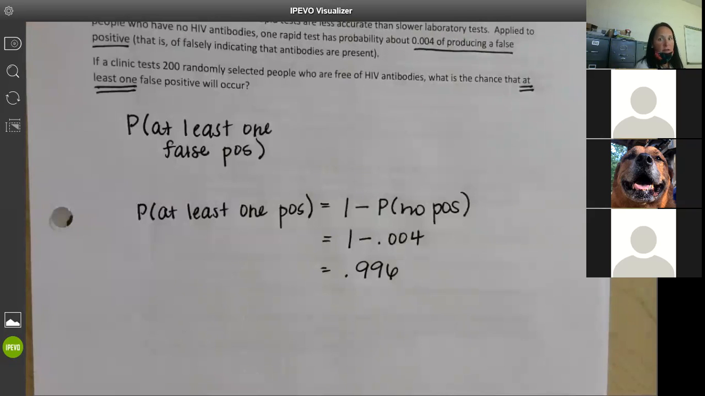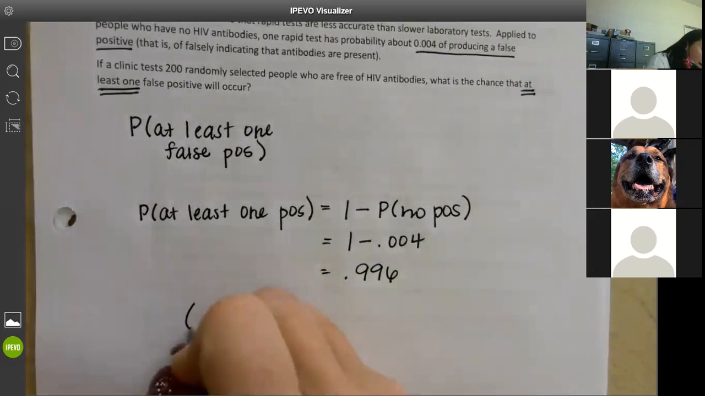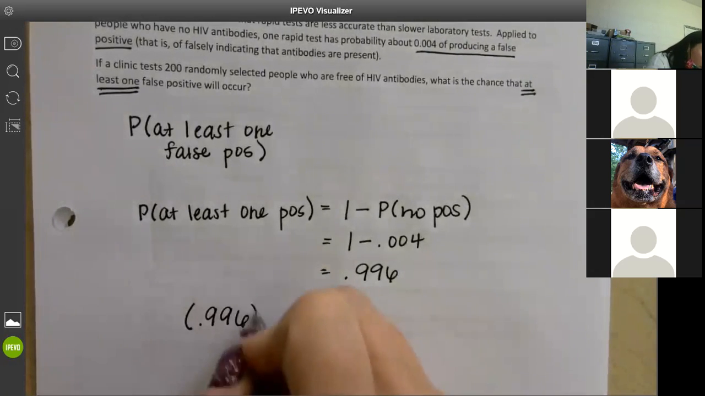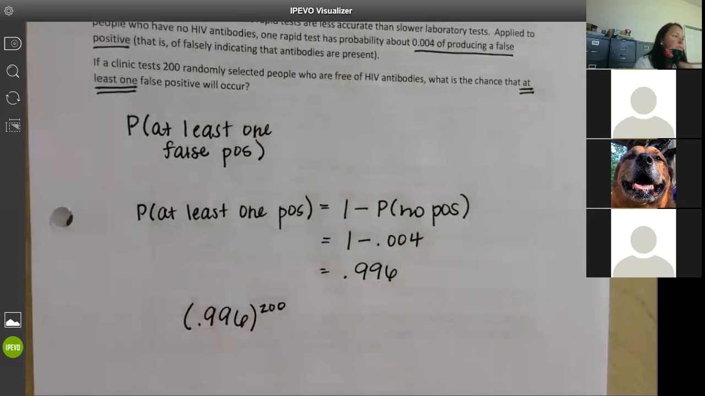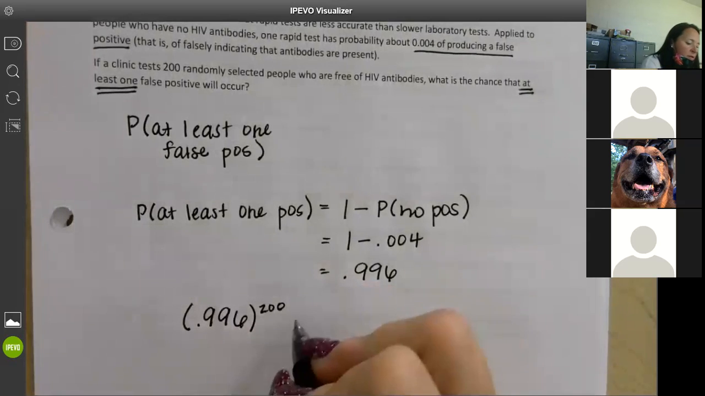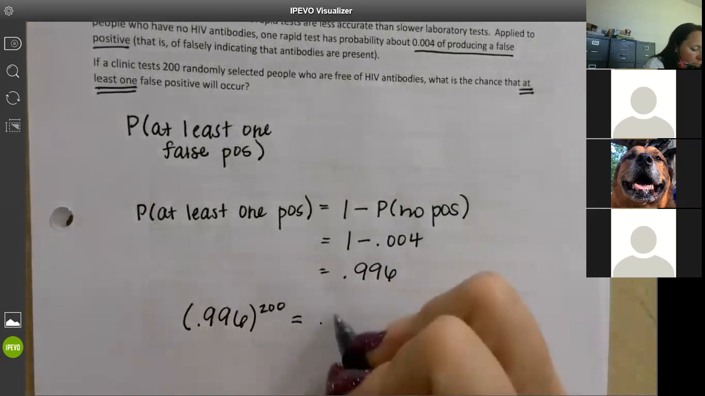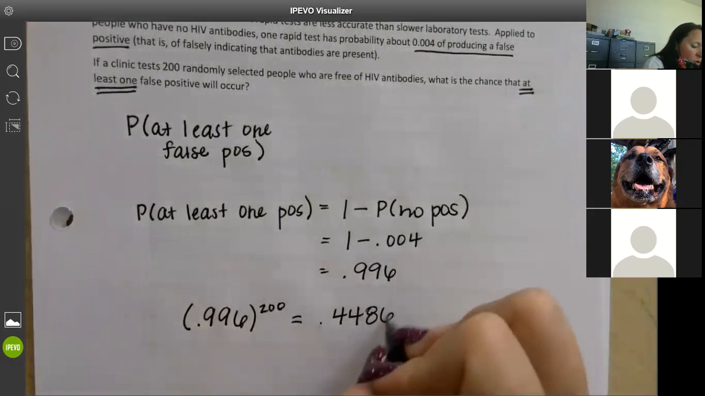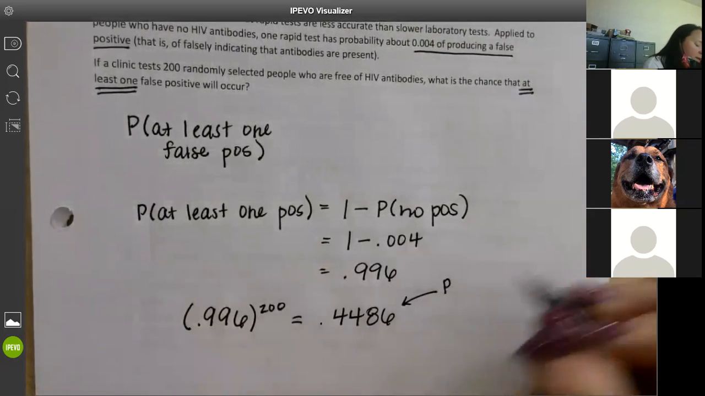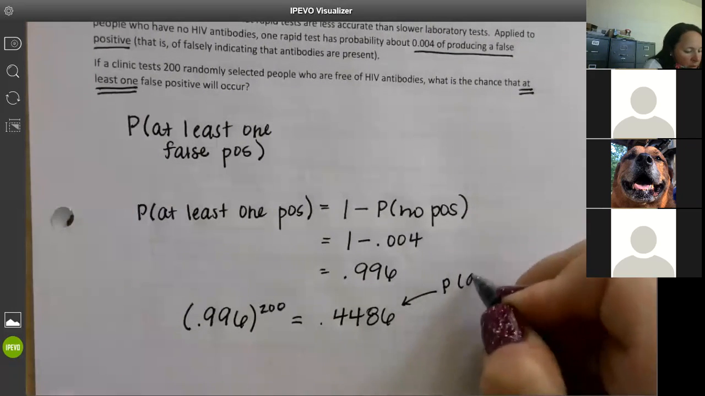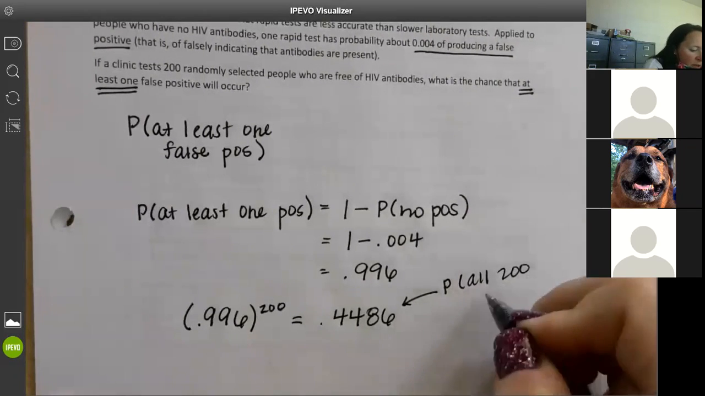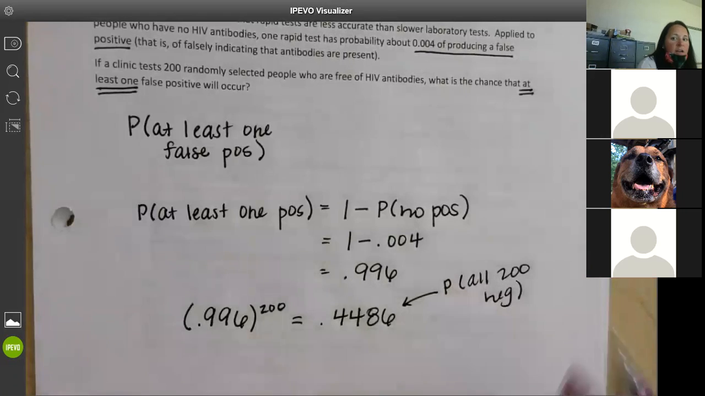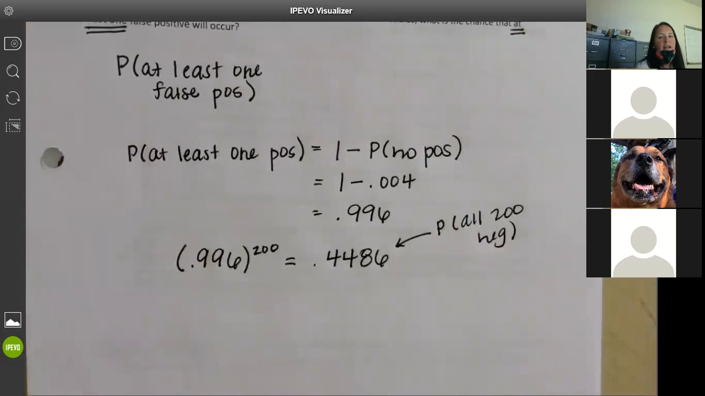So then there are 200 people. So we take this percentage, and that's the percentage that there is no positive for 200 people, which is 0.4486. So one more time, what is this? This is the probability that all 200 people are negative. They do not have HIV.